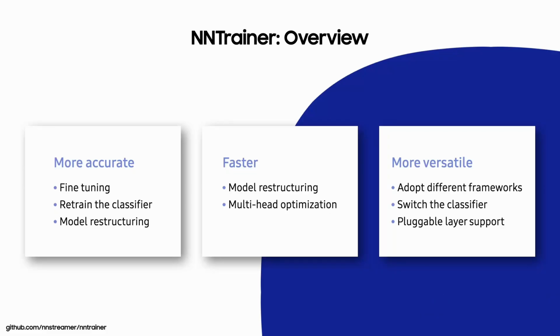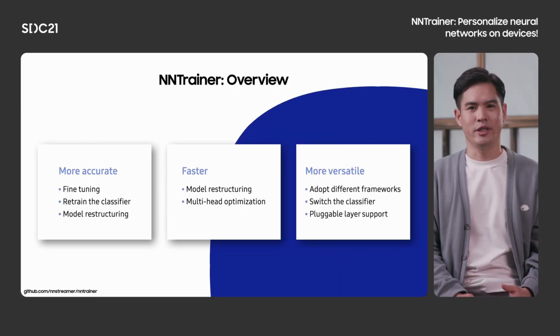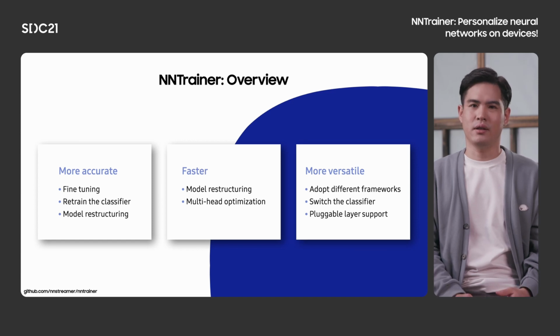Let's summarize what NNTrainer can do. You can make a model more accurate by retraining the whole or part of the model, while you can optimize the model for performance by restructuring the model. And the model can be adapted to different tasks by switching the classifiers, or can be used with other conventional frameworks.